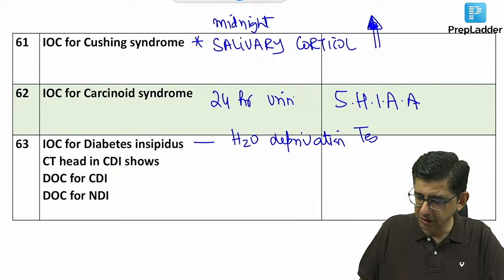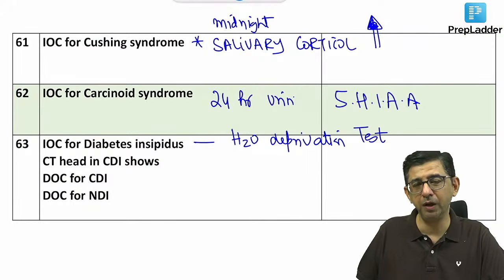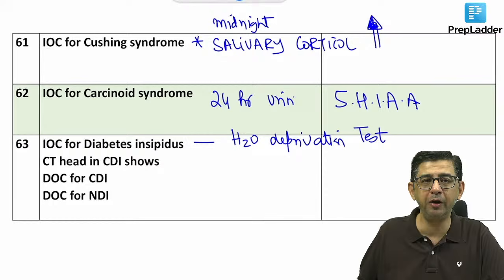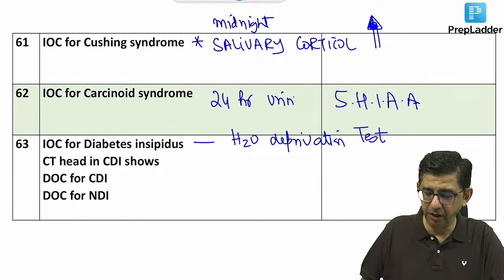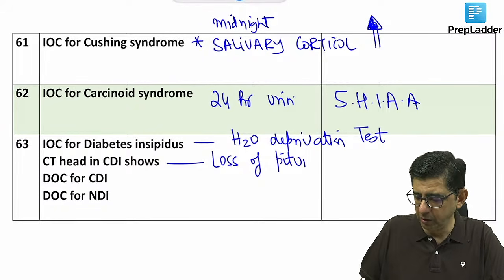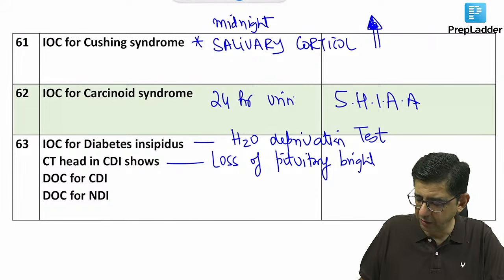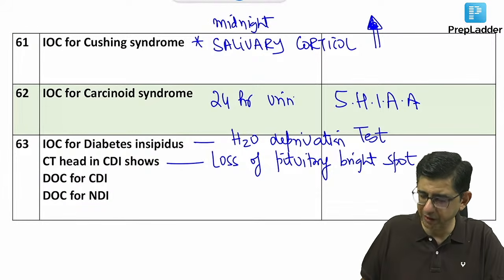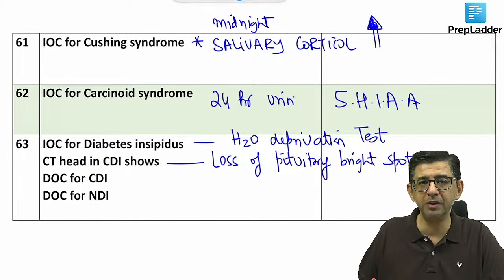Normally, when a person is subjected to water deprivation, the urine becomes concentrated, but here the urine will still remain dilute. Then CT head in diabetes insipidus will be showing a loss of pituitary bright spot. Normally, the posterior pituitary is very visible, but in this particular case, there would be a loss of pituitary bright spot because the posterior pituitary is damaged in this case.